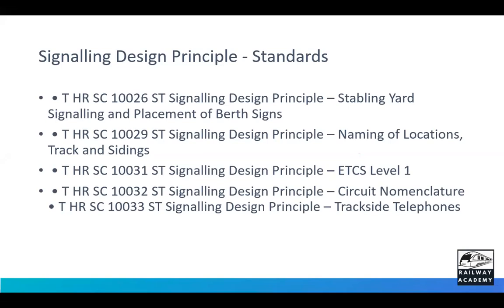Then standard 26 deals with the stabling yard signaling and placement of berth signs. Next one is naming of locations and tracks and sidings. And the 31 standard deals with ETCS level 1, which is extensively used there. Then you have got the 32 standard nomenclature, 33 trackside telephone. Like that, there are 33 standards.